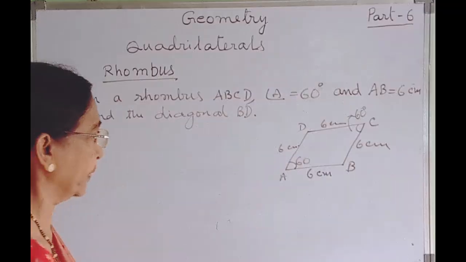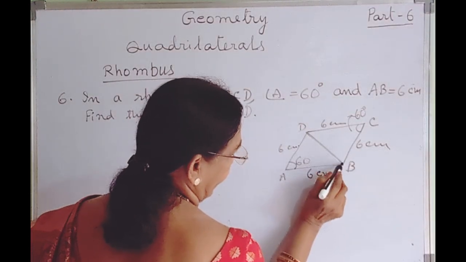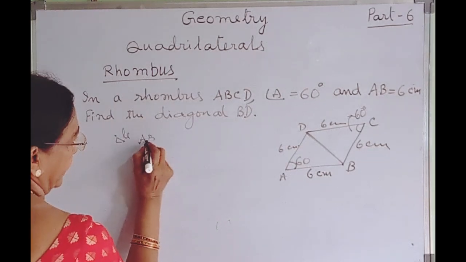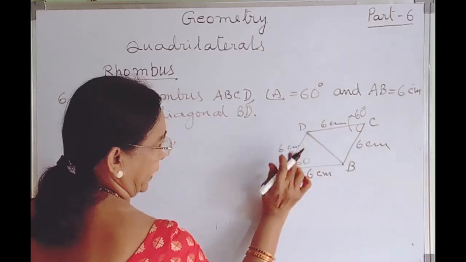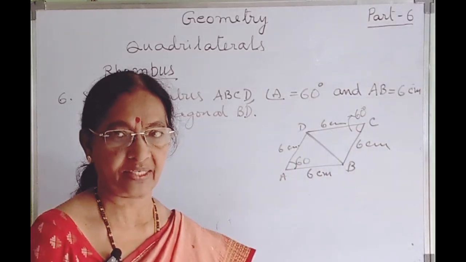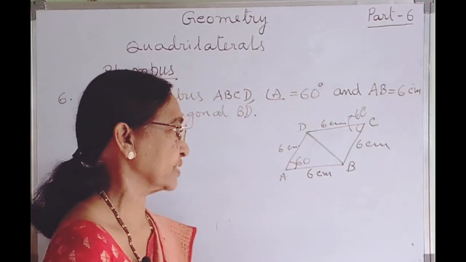Find the diagonal BD. This is the diagonal BD. So, consider the triangle ABD. In this triangle, AB is equal to AD. Two sides are equal. Therefore, it is an isosceles triangle. If two sides of a triangle are equal, it is an isosceles triangle.